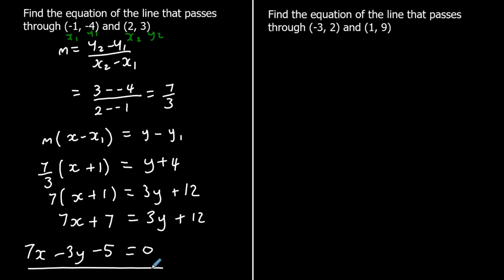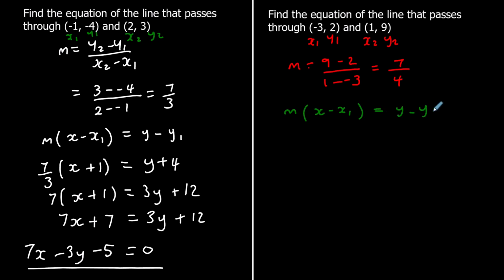So again, we've got 2 points. Let's label them x1, y1, x2, y2. The gradient is the change in the y's over the change in the x's, which is 7/4. And then we can use the gradient times x minus x1 equals y minus y1.